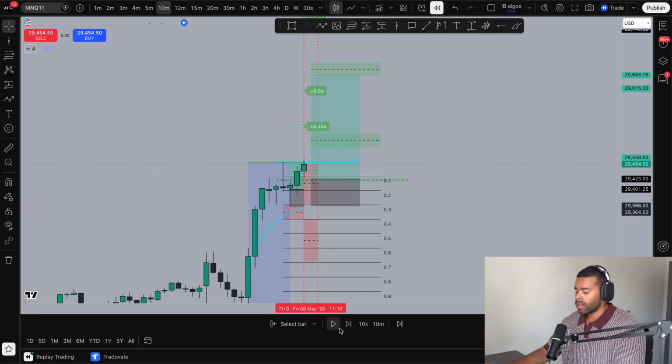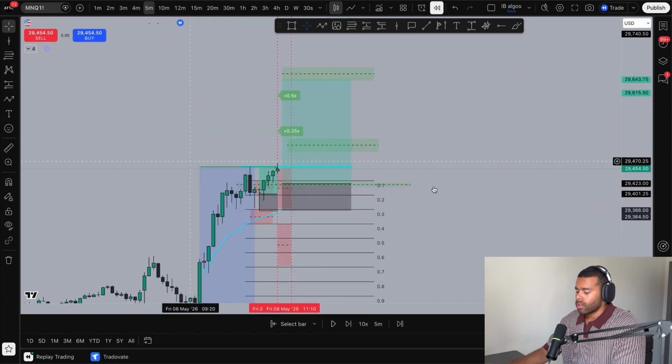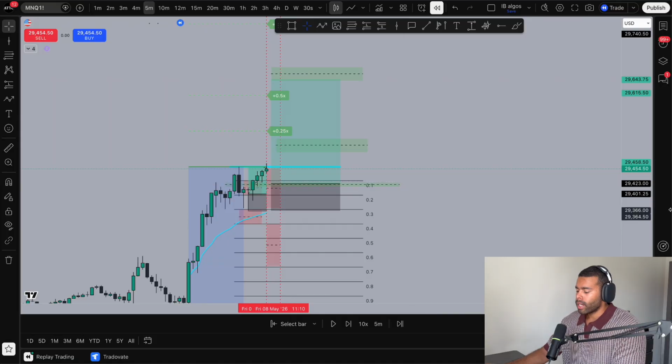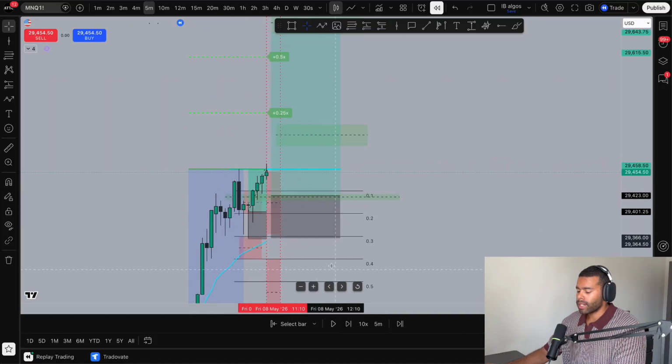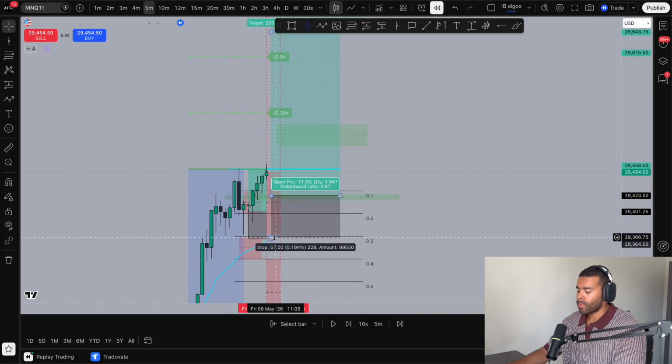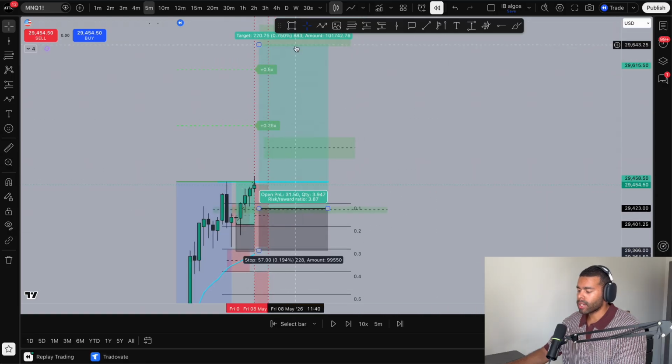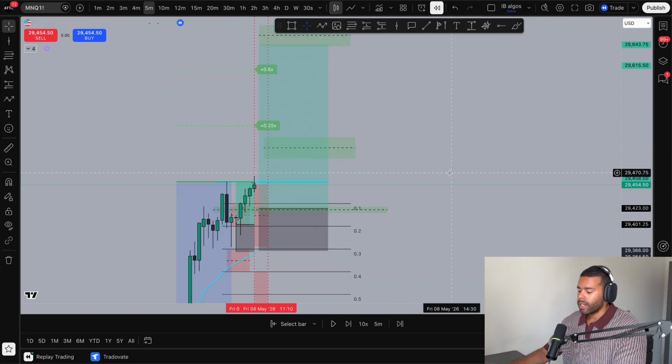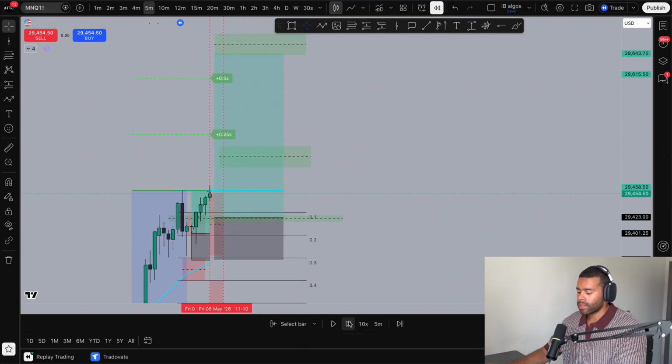So let's look at what actually happened. Let's go back to 5 minutes. So our entry is at the 10-minute fair value gap plus data. Our stop loss is below another data point. And now our targets are: first target is here, second target is there. And let's see what happens next.